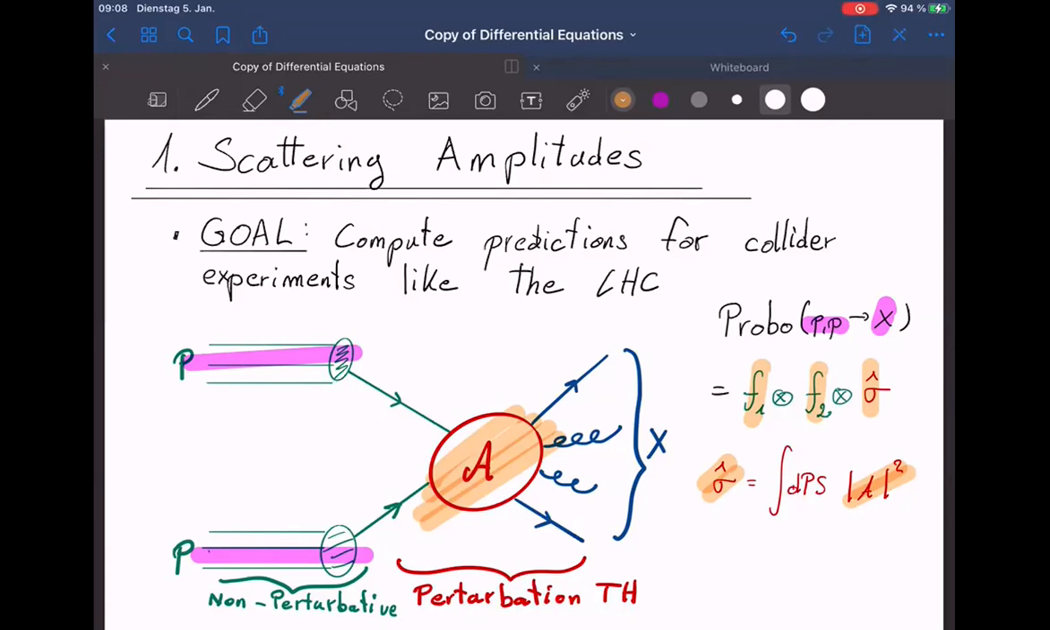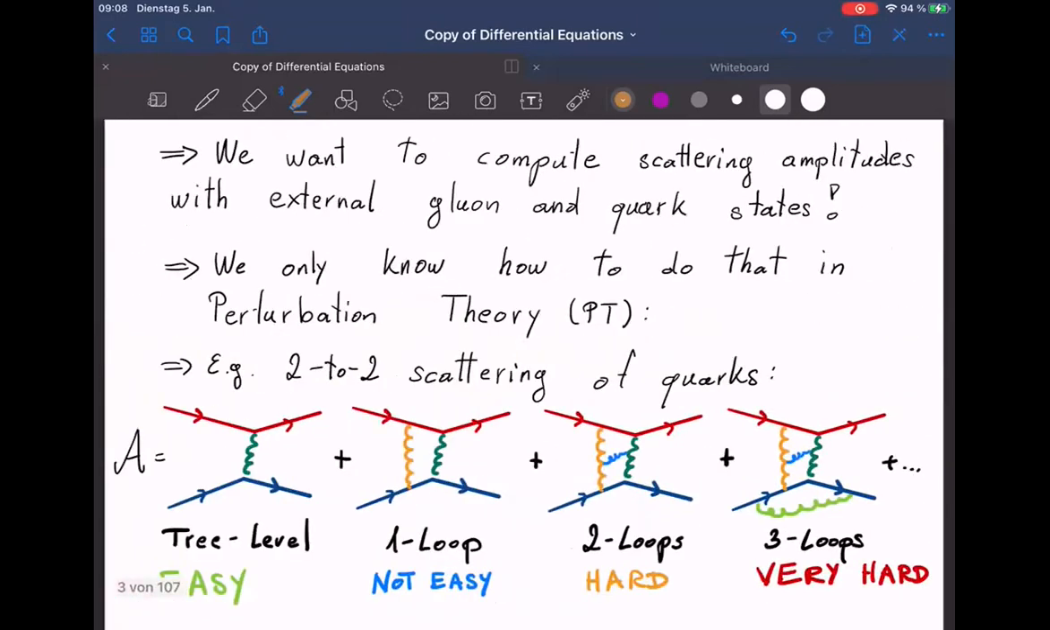So I want to compute this A, this scattering amplitude, and I want to do it for external states that are quarks and gluons. Now, I guess you also know that quantum field theory is hard, and we just don't know how to do exact computations in quantum field theory, at least not in general. And the best we can do is perturbation theory.